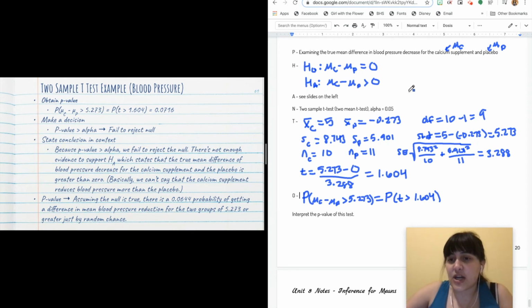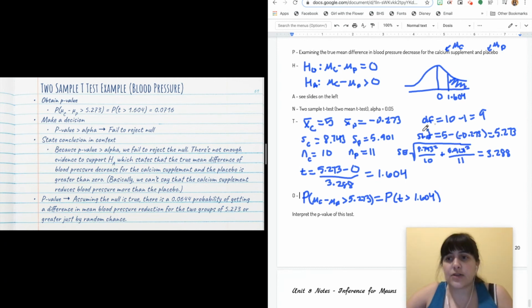So I'm going to sketch it out for you all up here. Oh, that's really bad. Let's erase that. I've been struggling on this program with straight lines. So here's my normal curve. Here's the middle, which is 0, right? And my T, this is 1.604, and I'm shading above.